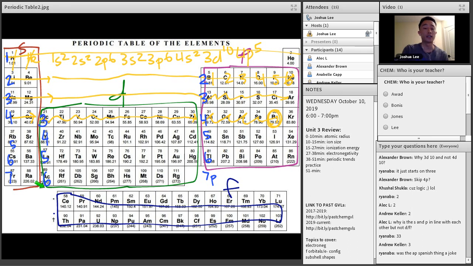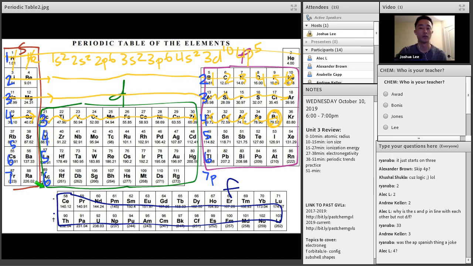So if S starts on the first floor, P starts on the second floor, D starts on the third floor, what energy level will F start with? 4. So it'll be 4, then 5, like that.